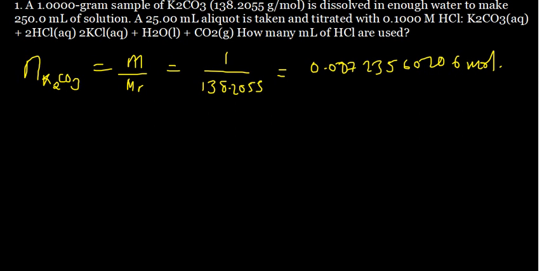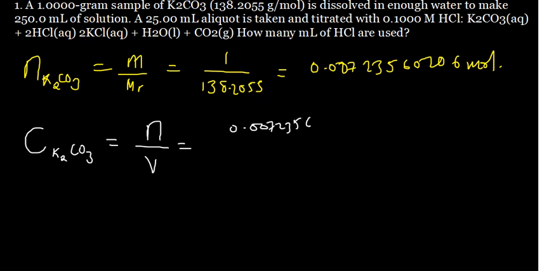Don't round off yet. Now, we've been told that this compound is dissolved in enough water to make what? To make 250 ml solution. So when you dissolve the number of moles in water, you are going to be able to determine the concentration. How do you find the concentration? Moles over volume. Yes. So concentration will be number of moles over volume. The number of moles we've already determined is 0.00723560 moles, over the volume.